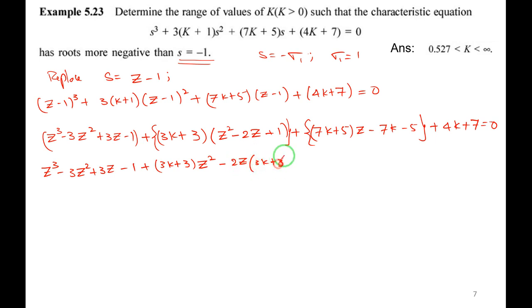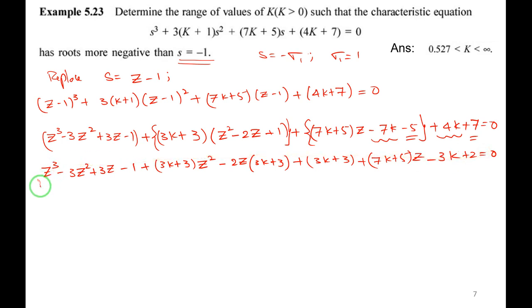3k plus 3 plus 1 into this, it is 3k plus 3. 7k plus 5z, I will keep it as it is, 7k plus 5 into z. This minus 7k minus 4k, so how much will I get? 7 minus 4, 3, so 3k. Is it fine? This both I have done. Then 7 minus 5, it is 2, equal to 0.